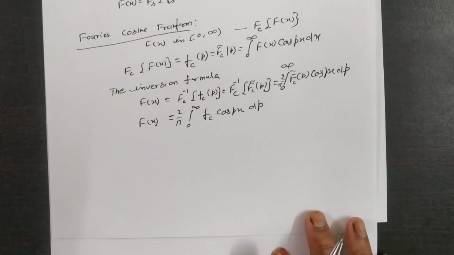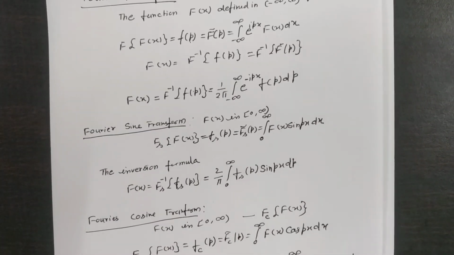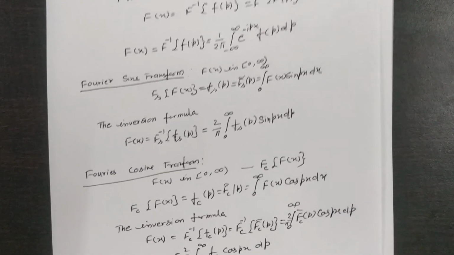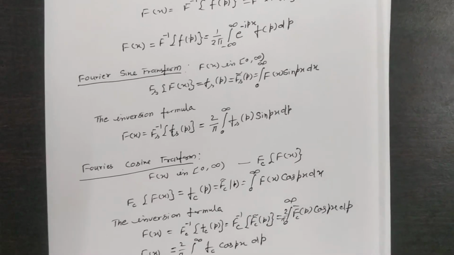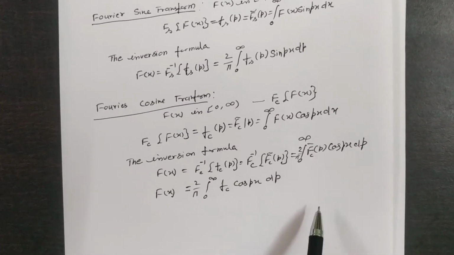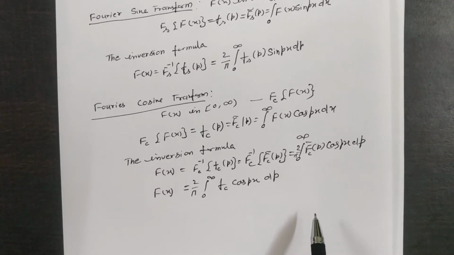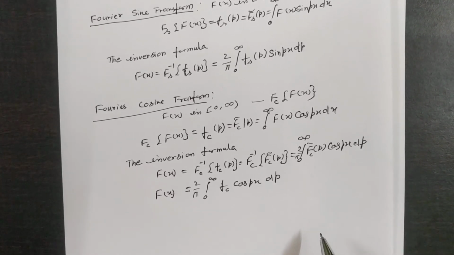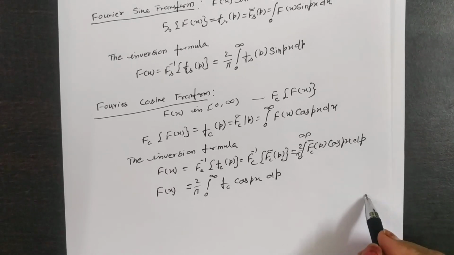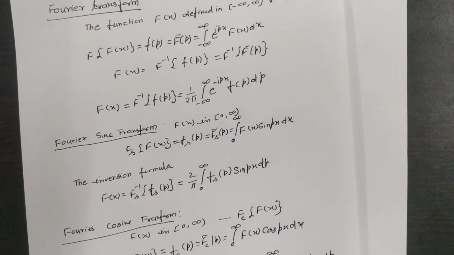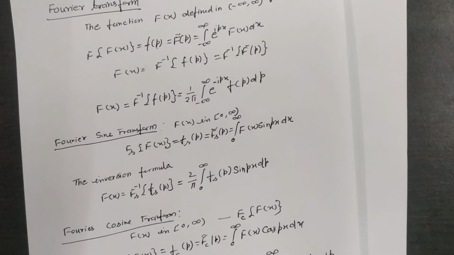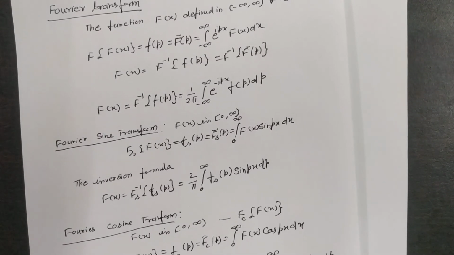Yes, student, you have cleared it. All these terms are clear. These are the formulas for the cosine and Fourier series. Next time I will define some relation between the Fourier and Laplace transforms. We have defined only the definitions: the Fourier transform, Fourier sine transform, Fourier cosine transform, and also their inversion formulas.